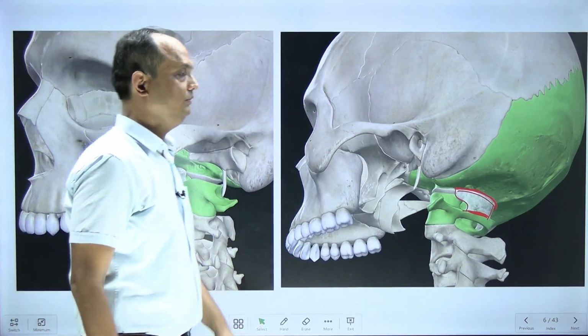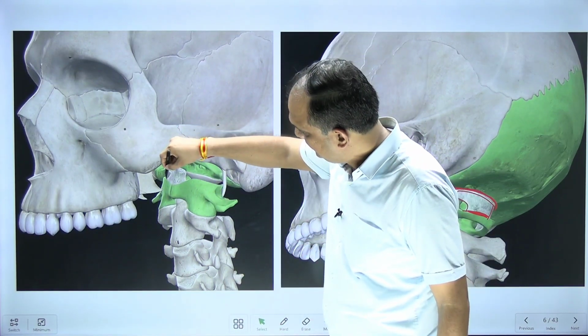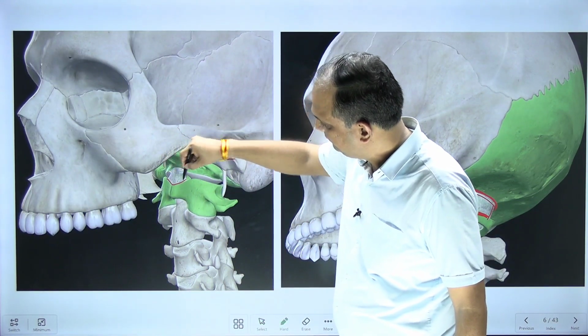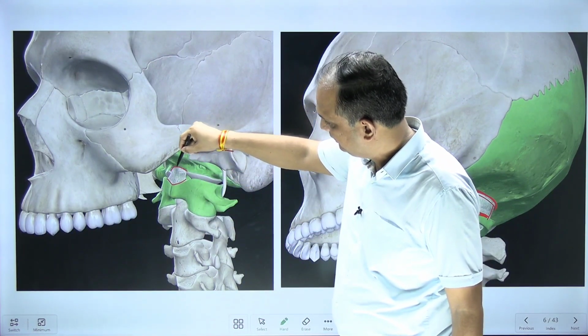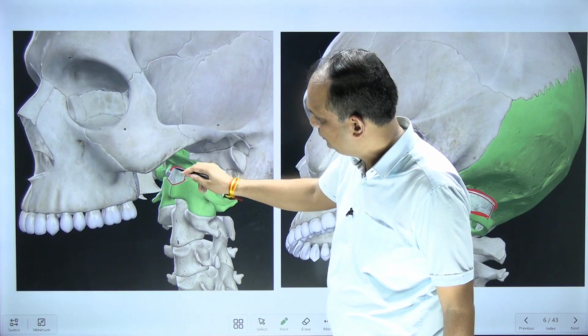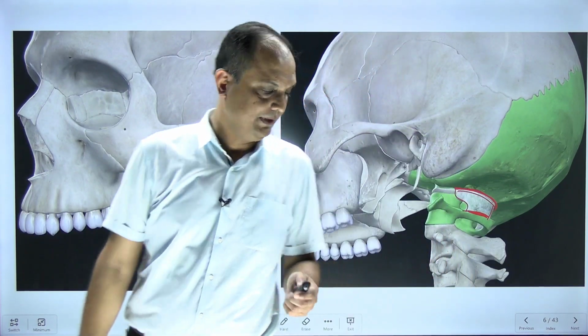In the same way here you can see the anterior atlanto-occipital membrane. Now this is the anterior part of C1 where you will have the upper border, and this is the anterior margin of foramen magnum. In between these two, you will have this membrane, the anterior atlanto-occipital membrane.